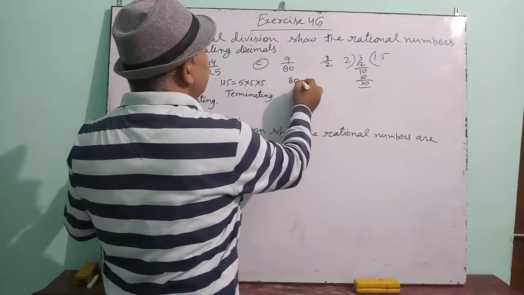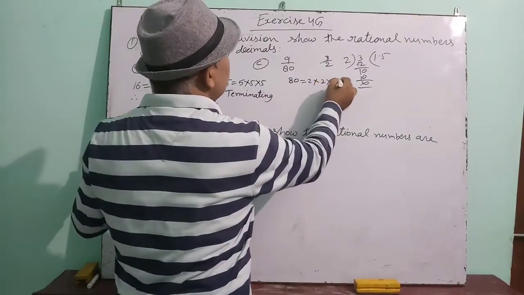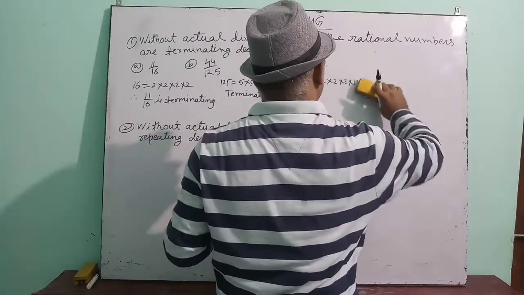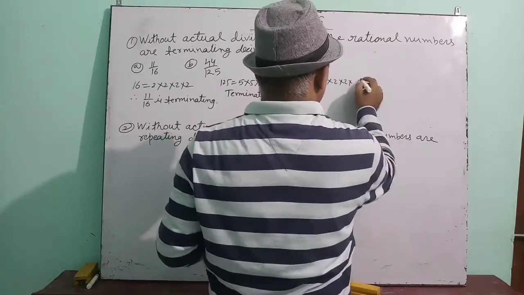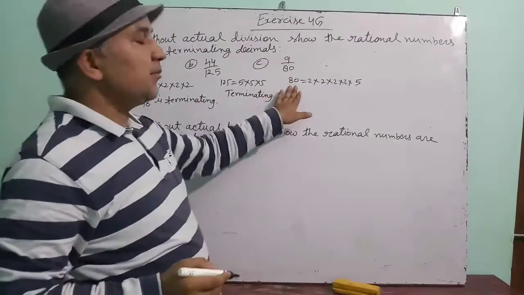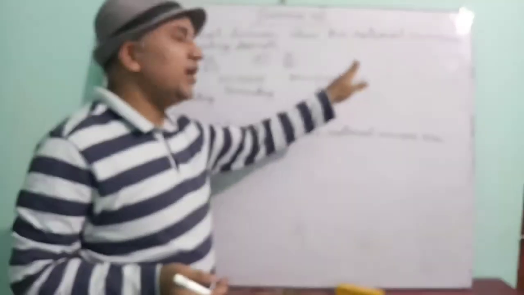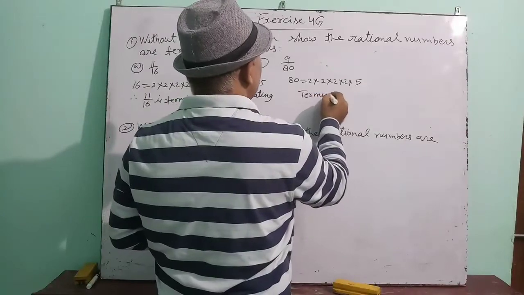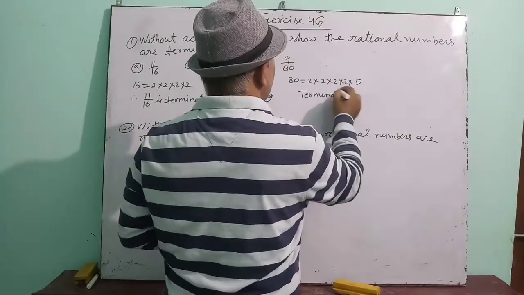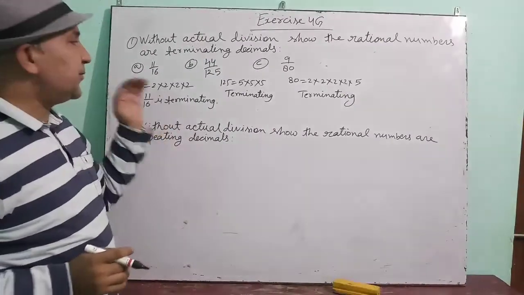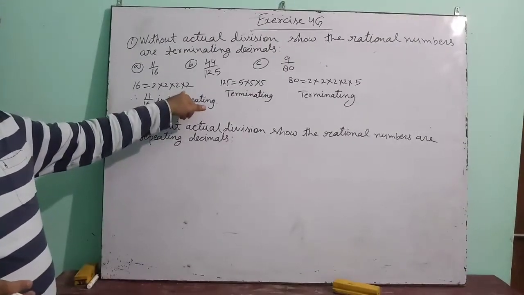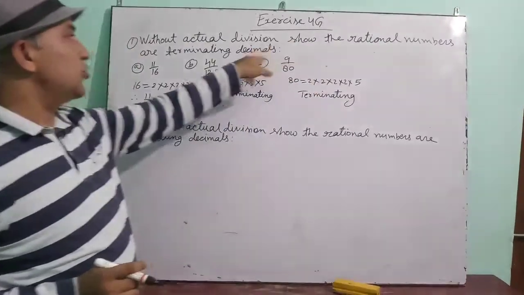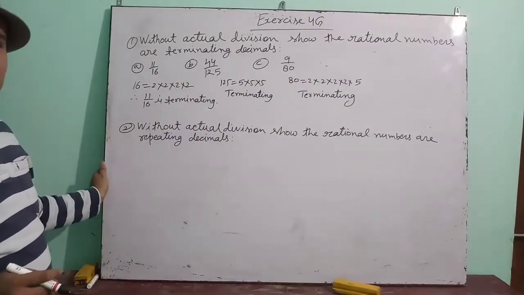80 is equal to 2 into 2 into 2 into 2 into 5. Here the denominator has the factors 2 and 5 only. So this is also terminating. Understood? If the denominator has only 2 as the prime factor, or only 5 as the prime factor, or 2 and 5 both, then those rational numbers will be terminating decimals.